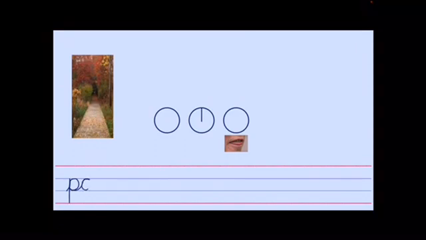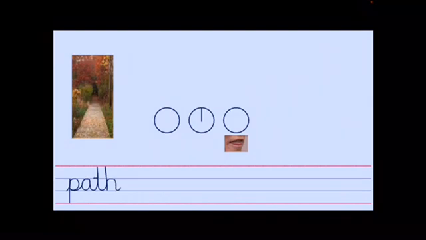Path. This path looks like it might be going through the woods, in autumn, by the look of the leaves. Path. I can hear p. A. Th. And my teeth are on my tongue again. P is P. A is A. Th is T, H.